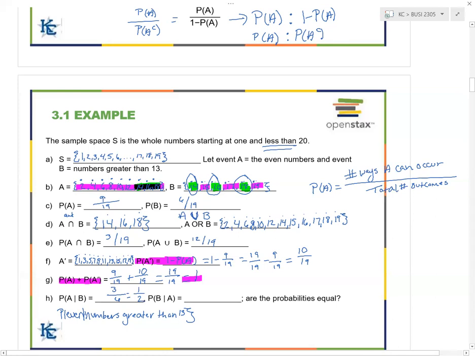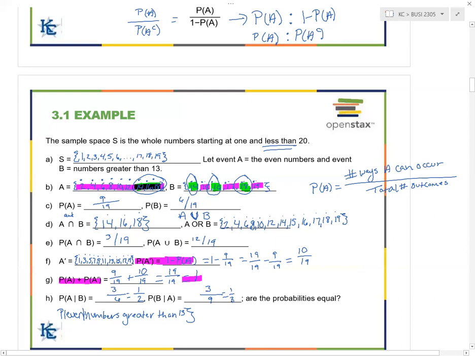So then the probability of B given A is the probability of getting a number greater than 13 when we know we already got an even number. So we're doing the same kind of thing. We're just looking at A as our bottom. So the total number for A is 9. And we want to see how many numbers greater than 13 we have. And we have 3 numbers greater than 13. So that's 3/9, which we can reduce to 1/3.